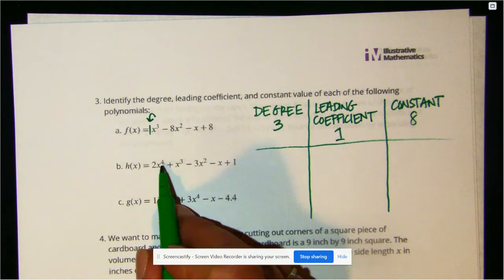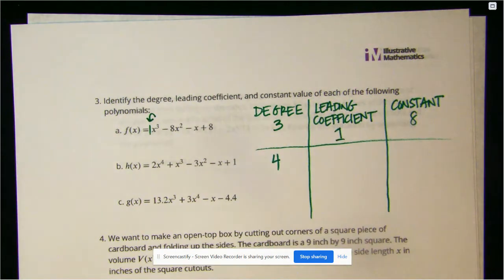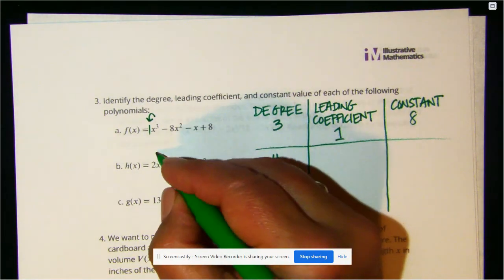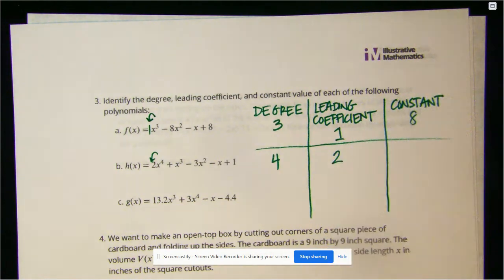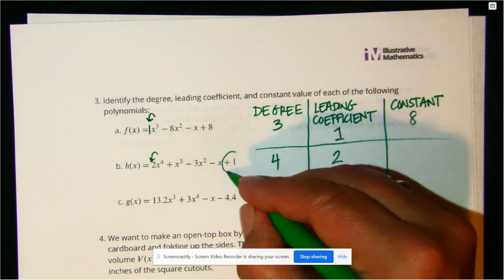All right, next one. Degree, highest power is a 4. What's the number, the line leader, right? 2. And what's the constant, the number with no variable? 1.